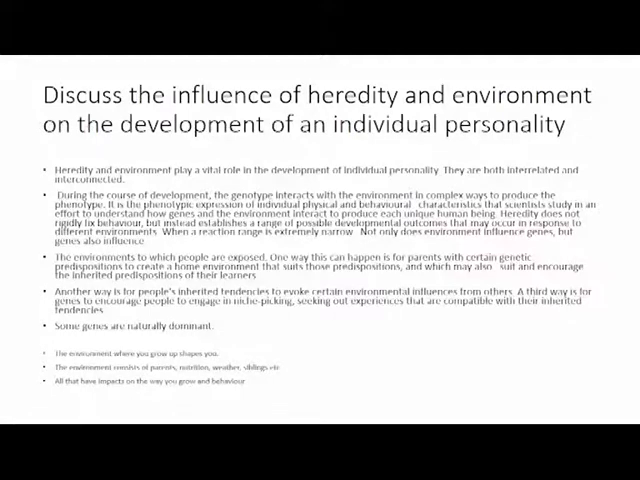Discuss the influence of heritage and environment on the development of an individual's personality. Heritage and environment play a vital role in the development of an individual. They are both interrelated and interconnected. So I want you to understand what each one is all about, because you have the environment to which people are exposed, and you also have heritage, what you were born with.